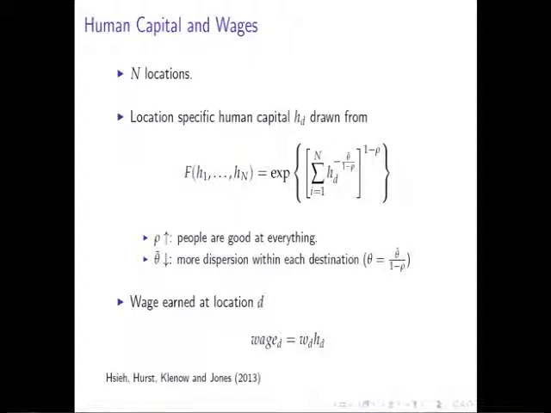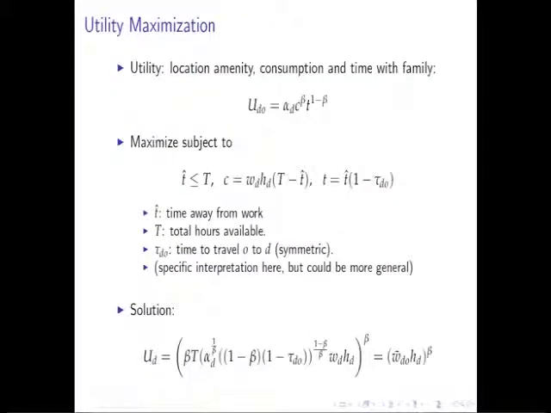Okay. The model then we have is basically just a Ricardian model. So the wage that you earn at location D is equal to something about the productivity at location D multiplied by your human capital that's specific to location D. Okay. We think then about movement costs in the following way. So my utility from moving from origin O to destination D is equal to the amenity of living at destination D multiplied by how much I consume and how much time I spend at home with my family, which I enjoy. Okay. And then you maximize your utility subject to the following.